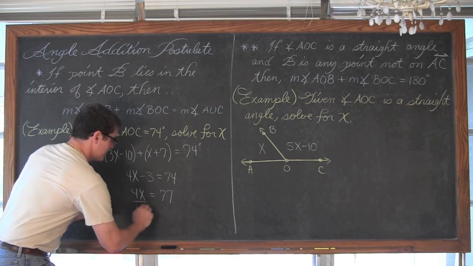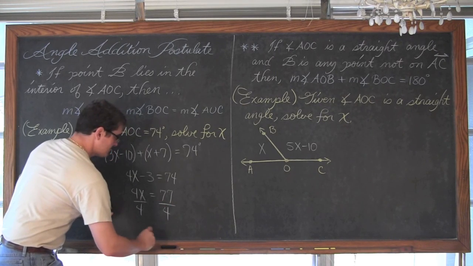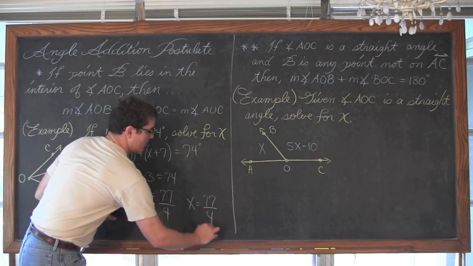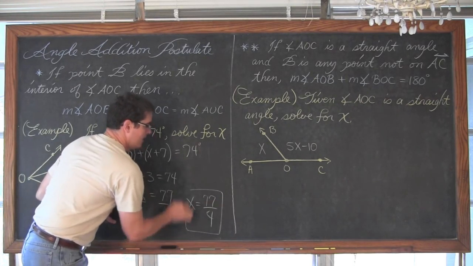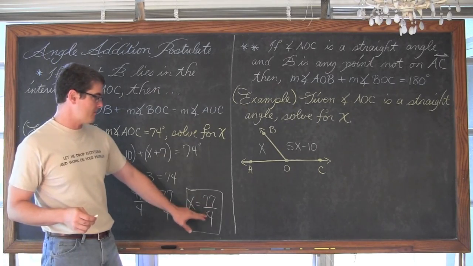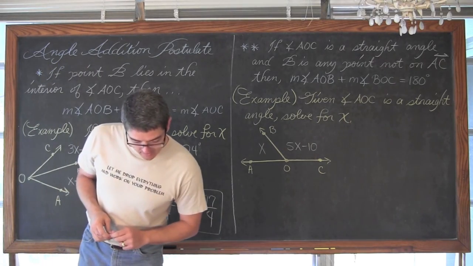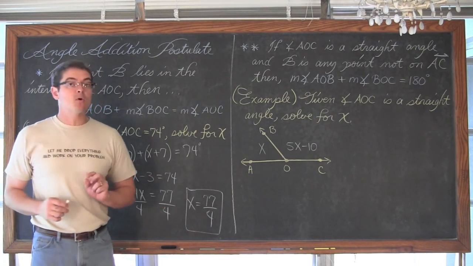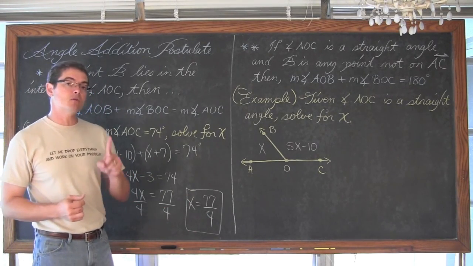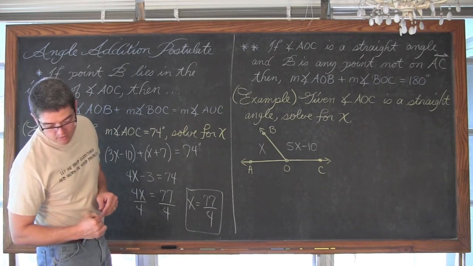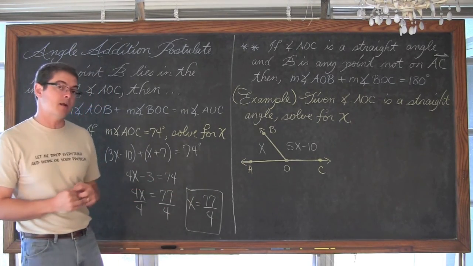We're going to divide both sides by 4 and get x is equal to 77 over 4. And if you want to write that in mixed fraction form, you'll do 77 divided by 4, and that will give you 19. And 19 times 4 is 76, so you'd have a remainder of 1. So this becomes a mixed fraction of 19 and 1/4. Just want to make sure that I'm giving you the right answer.